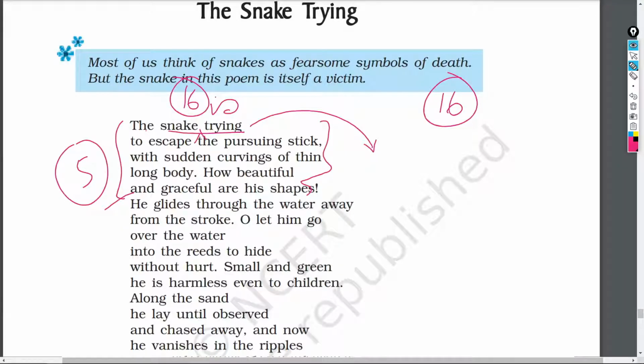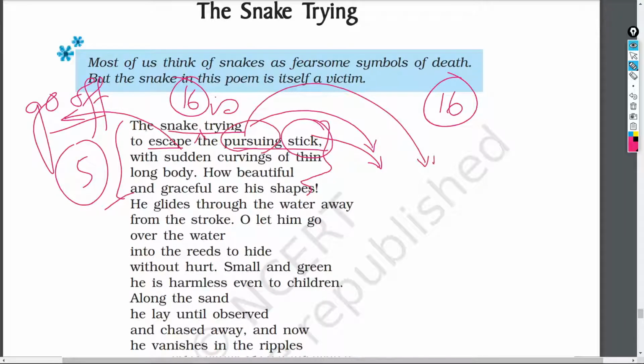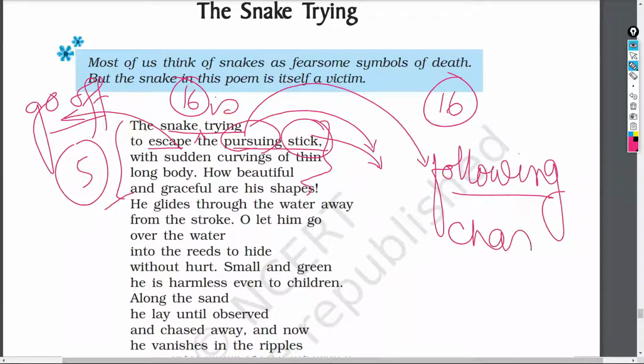The activity of the snake is in progress. So what is it doing? It is trying to escape. It is trying to go off or away from what? From the pursuing stick. Pursuing means what? Pursuing means following, chasing. Now the stick was chasing, meaning a human being.